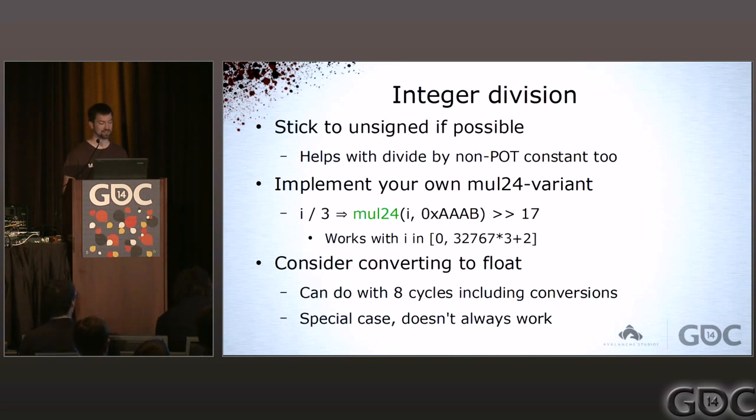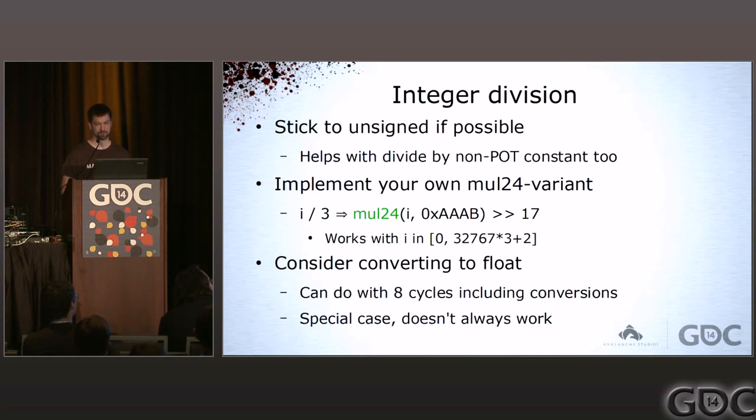For instance, in the case you're dividing by 3 here, you can just do this mul24 with this magic constant and shift 17. And this works as long as the value is somewhere between 0 and up to 90,000 something. And it can be a pretty good speed advantage to do that. And finally, if you have a special case where it works, you can actually convert your integers to float and do the division there and convert back.